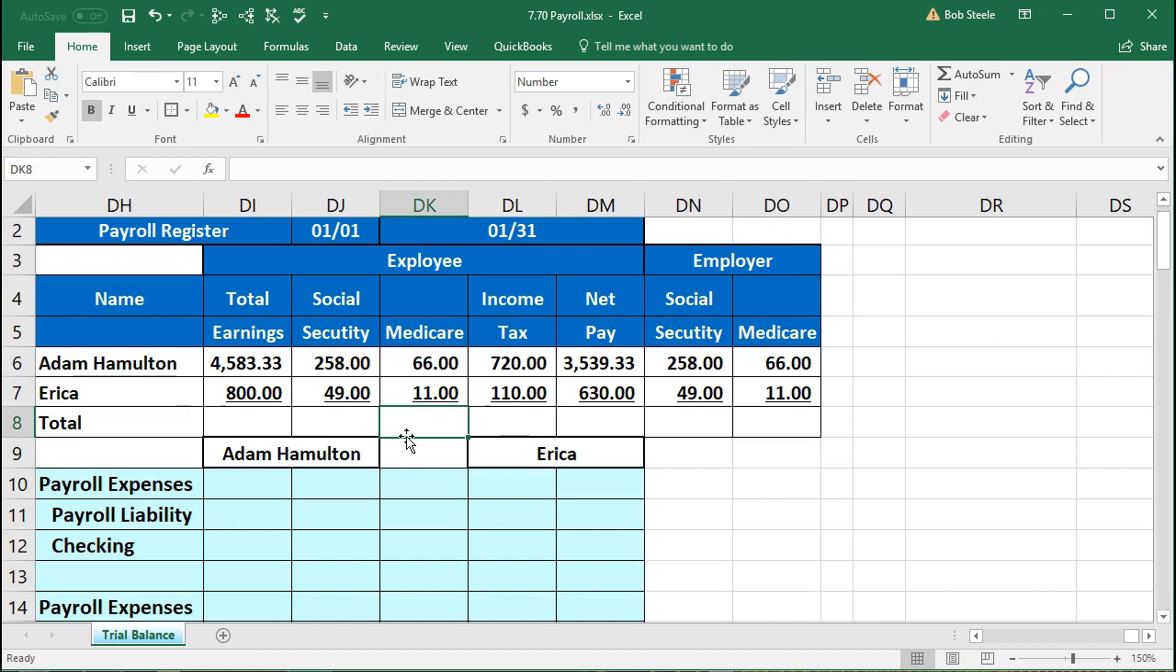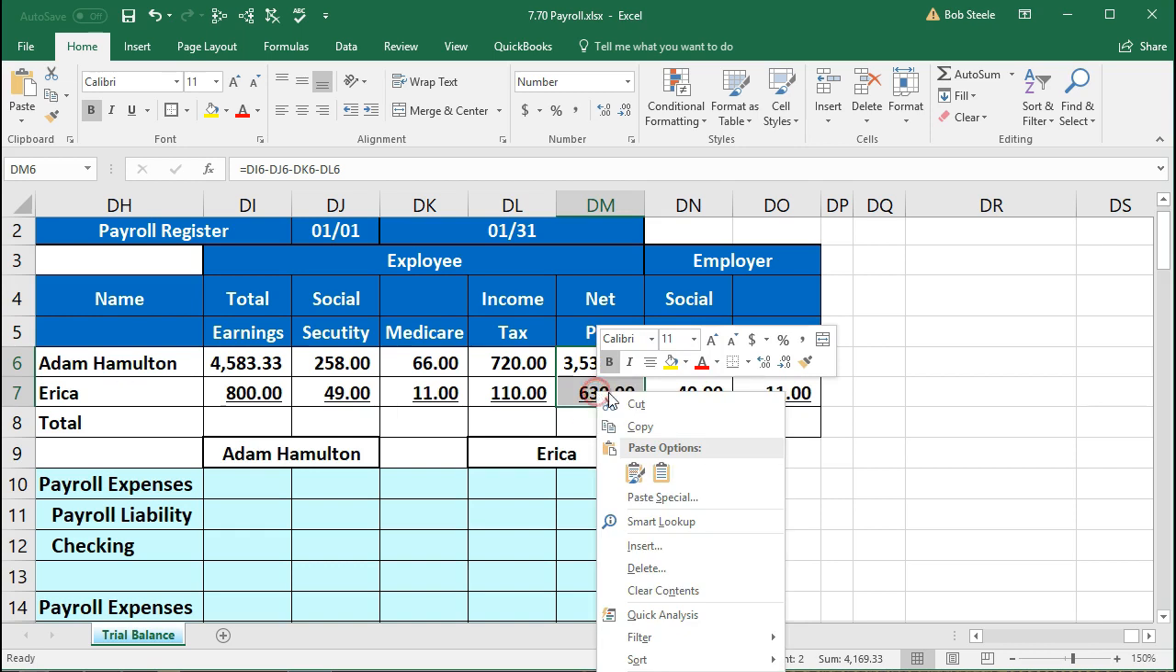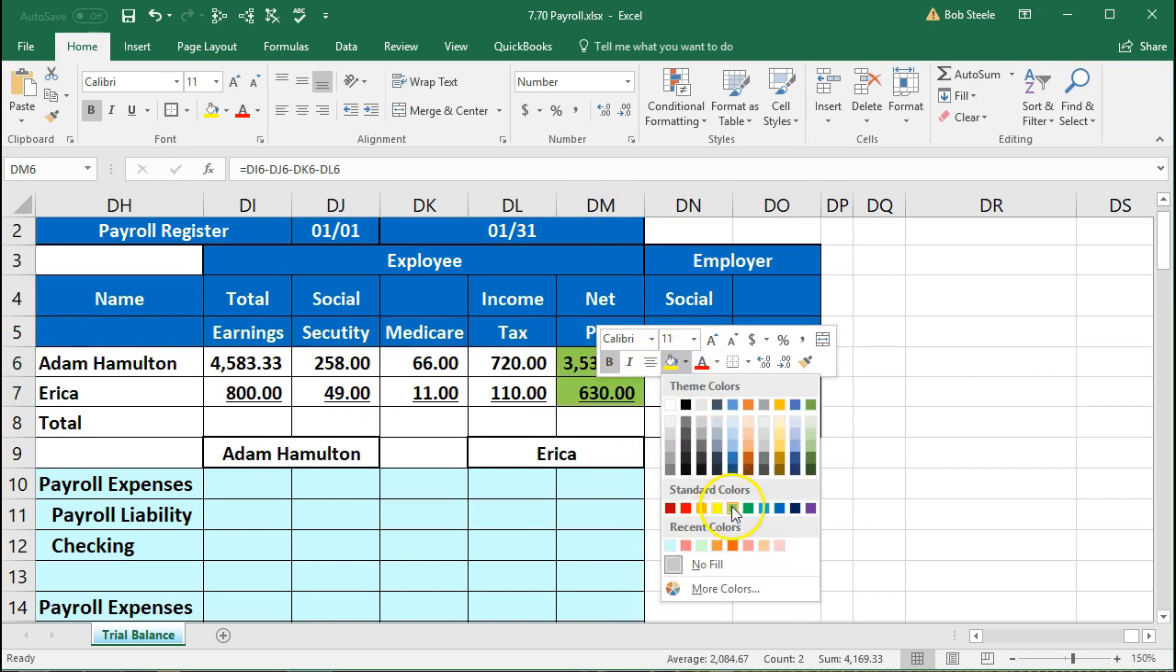Note the requirements for payroll typically are that we need to give a check, of course, to our employees, to Erica and Adam. And the check is going to be for the net pay, which is going to be this amount. This is what they're actually going to get in terms of the net pay.